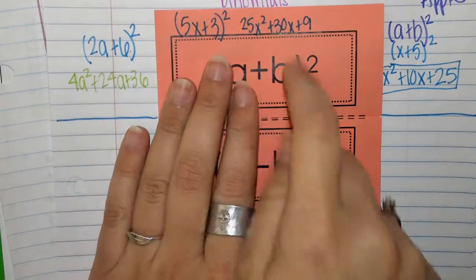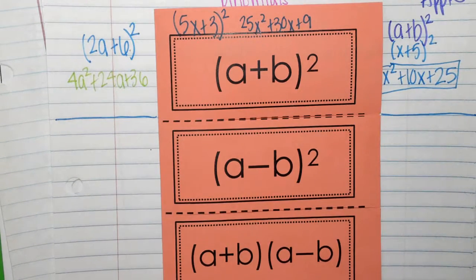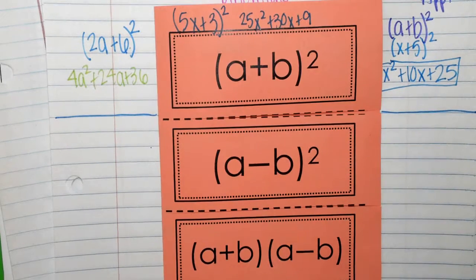Okay, now, do you notice that all of the signs are positive? The reason that all the signs are positive is because we have a plus sign in there. What do you think is going to happen when we have a minus sign?